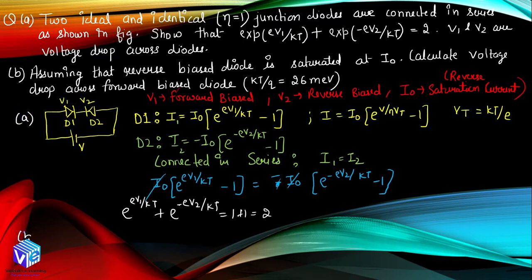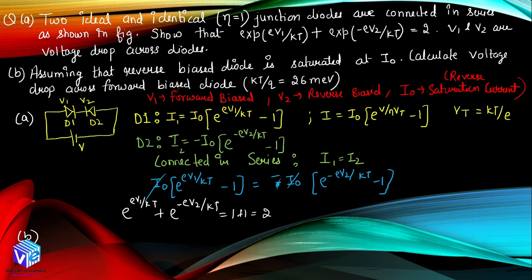Now coming to part B. How can I do part B? First of all, let's see the question. Assuming that the reverse bias diode is saturated at I naught, calculate the voltage drop across the forward bias diode, and we are considering kT by q to be equal to 26 milli electron volts.